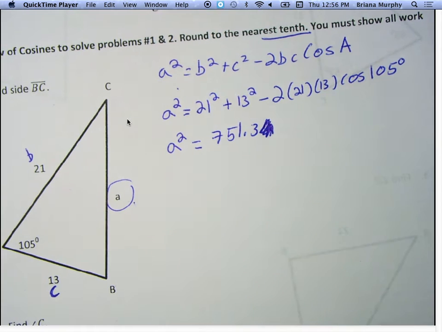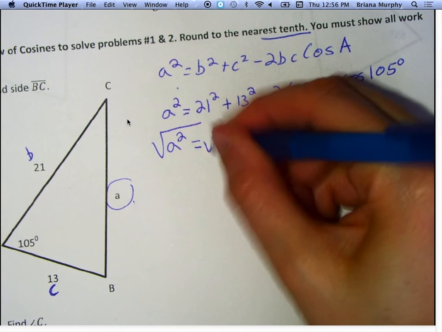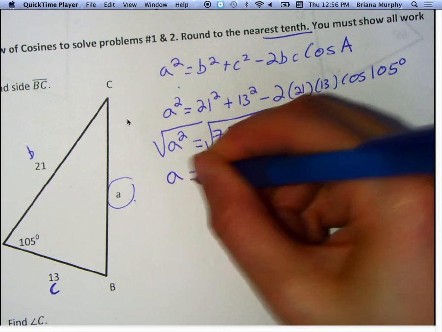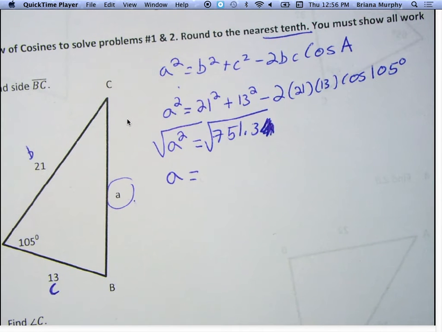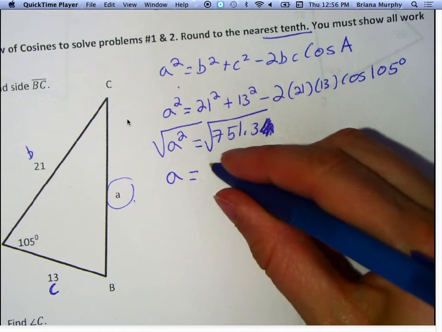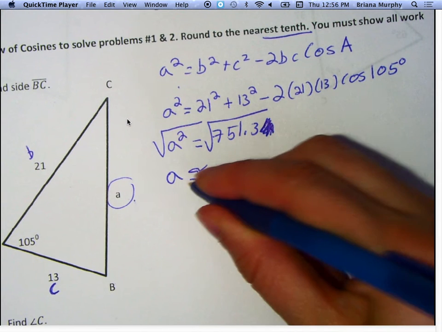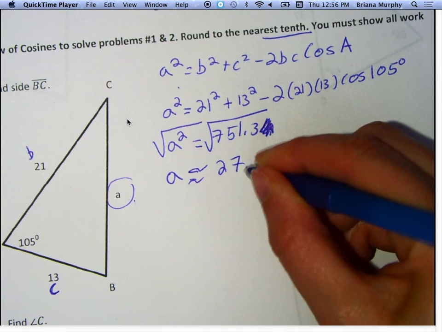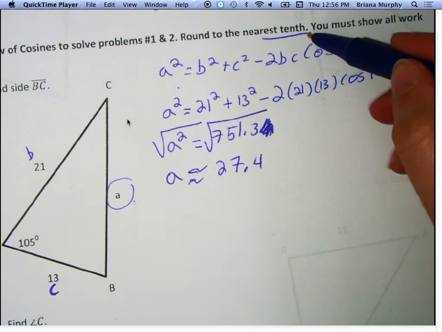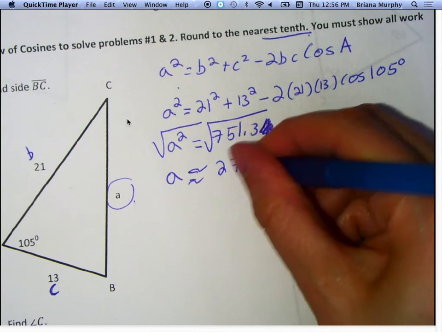You square root. So a is going to equal, and I can assume at this point all square roots have a positive and a negative answer, but I can assume that it's going to be positive, right? Because we're not going to have a negative length of a triangle. So a is approximately 27.4, because it says round to the nearest tenth, which just means 1 decimal place.